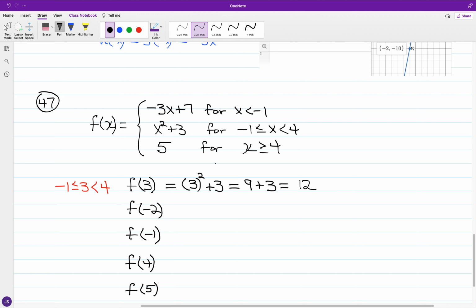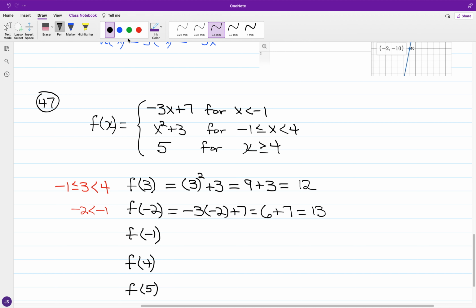Now for -2, -2 is less than -1. And in terms of what to do with -2, we apply the -3x plus 7 treatment. So we have -3 times -2, followed by the addition of 7. Negative times negative is a positive, so here we have a positive 6, and we have adding 7. So the output comes out to 13.